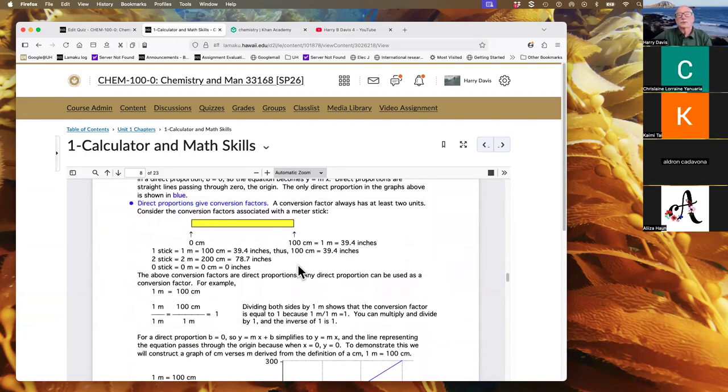So here's what a direct proportion is. If this is a meter stick, you start off with 0 centimeters and 100 centimeters, right? So this stick right here, you could say one stick is equal to 1 meter. It's also one stick is equal to 100 centimeters. But now these two are equal to each other, so we've got a conversion factor. 1 meter is equal to 100 centimeters. 2 meters would be 200 centimeters. One stick is also 39.4 inches, but 1 meter is also 39.4 inches.